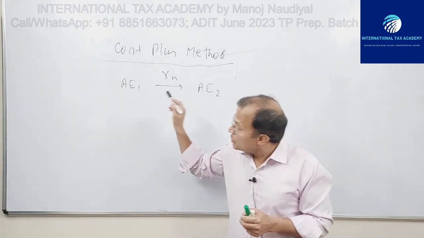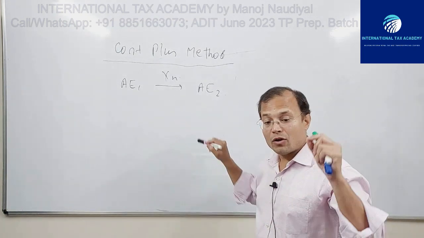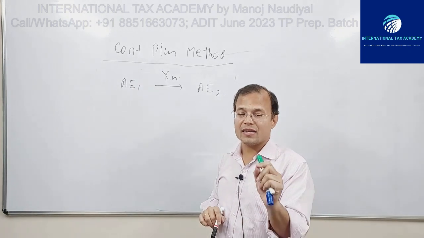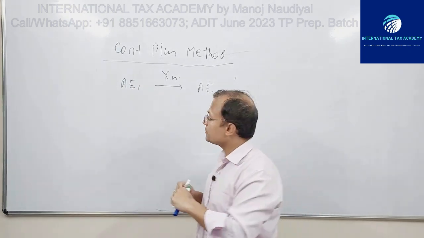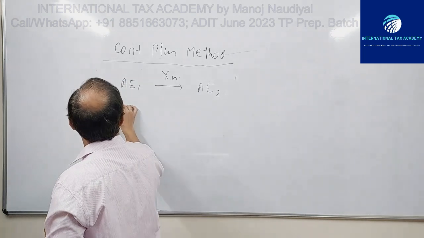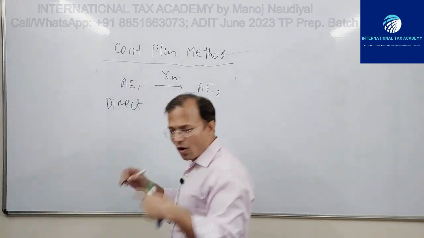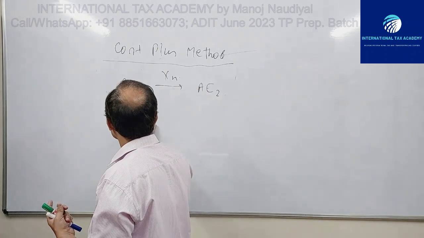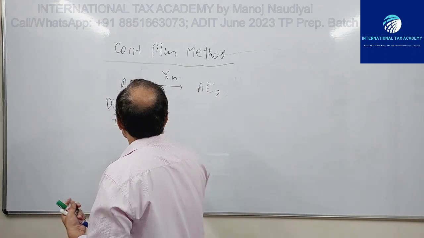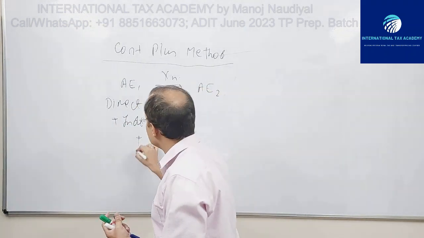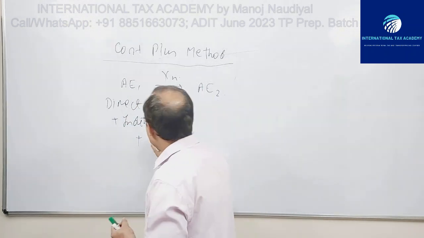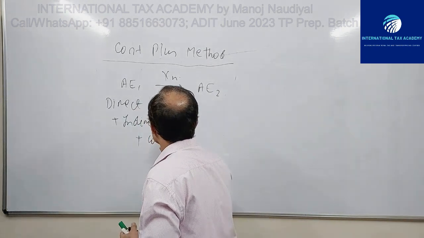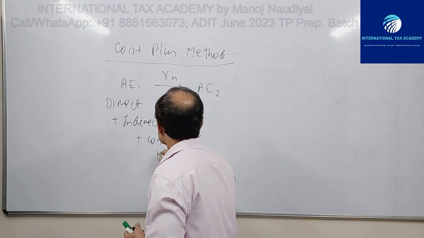Fine. So coming to the cost plus method, when AE1 is manufacturing certain items, we will first take care of all the direct costs involved in the manufacturing of that item, direct cost, then indirect cost. And along with this, you will add a margin which is known as cost plus margin. Cost plus margin.